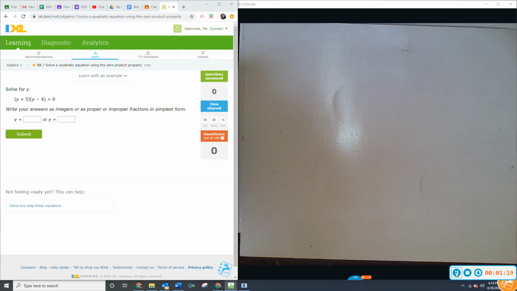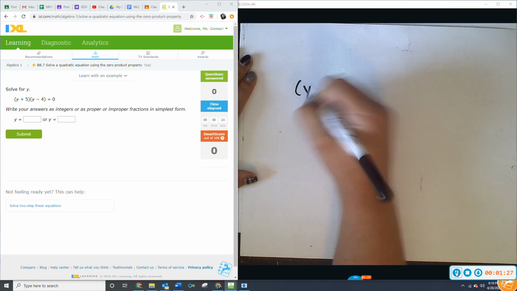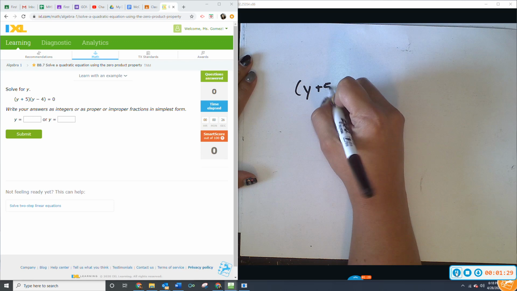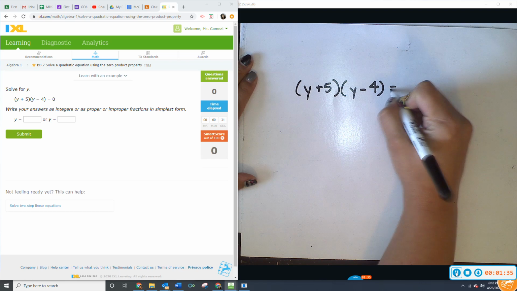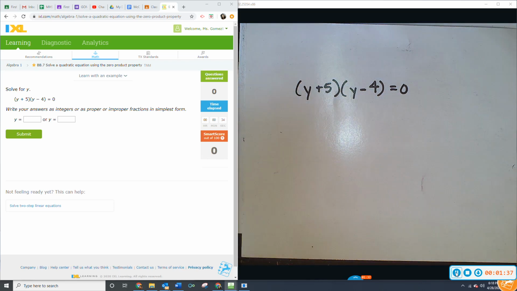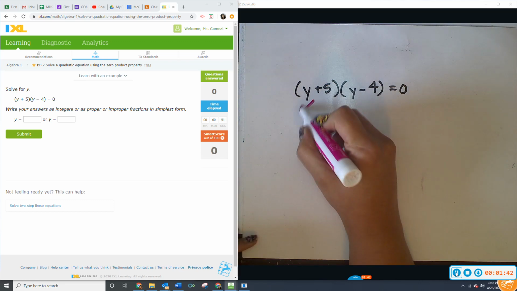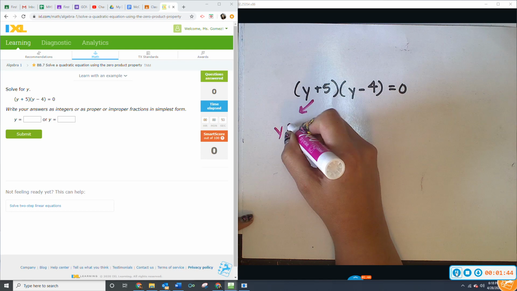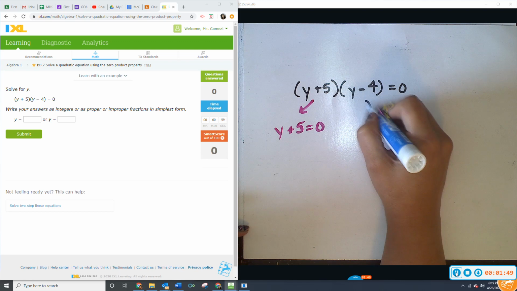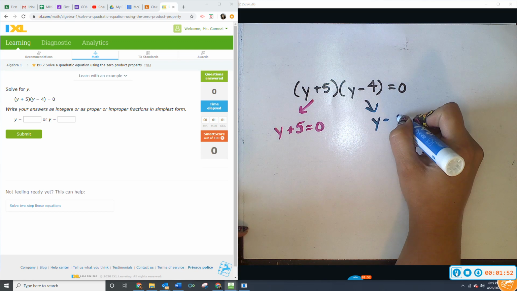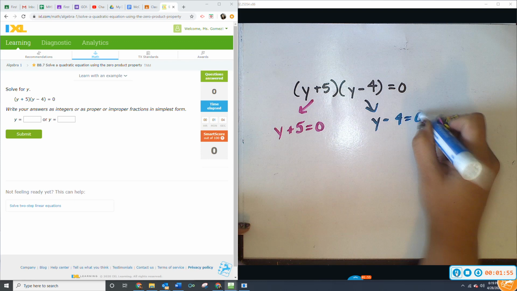And it's going to start off nice and easy for us. Actually, the entire assignment is this easy. It's already factored for you. It says y plus 5 times y minus 4 is equal to 0. Now, just like in our notes, we had to split them. So I'm going to take this one over here and say y plus 5 is equal to 0. And this over to this side, y minus 4 equals 0.